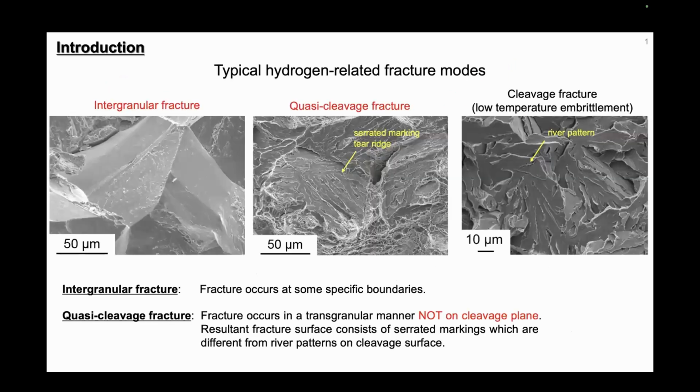For hydrogen-related fracture in steels, two typical fracture modes have been recognized. One is the intergranular fracture, the other is the quasi-cleavage fracture. Intergranular fracture is one of the typical brittle fracture modes, and fracture occurs at grain boundaries. On the other hand, quasi-cleavage fracture is not so common a fracture mode, and fracture occurs in a transgranular manner, but not on the cleavage plane. Usually, the occurrence of intergranular fracture leads to more severe brittle behavior.